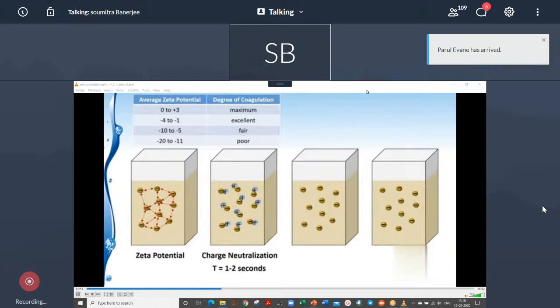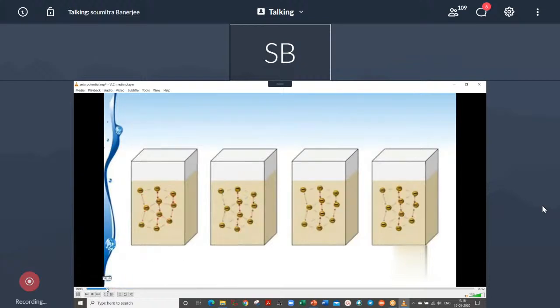The different maximum, excellent, fair, and poor. So starting at the negative charge, they repel one another, and that repulsive force is called zeta potential. And the zeta potential can be measured to determine the extent to which the particles are carrying a negative charge, or the negative charge within the solution.